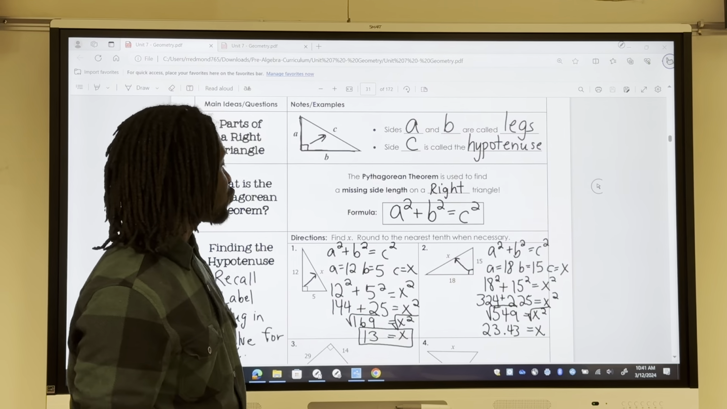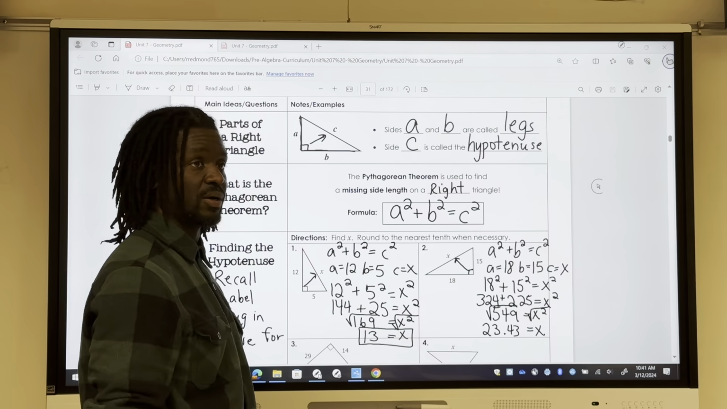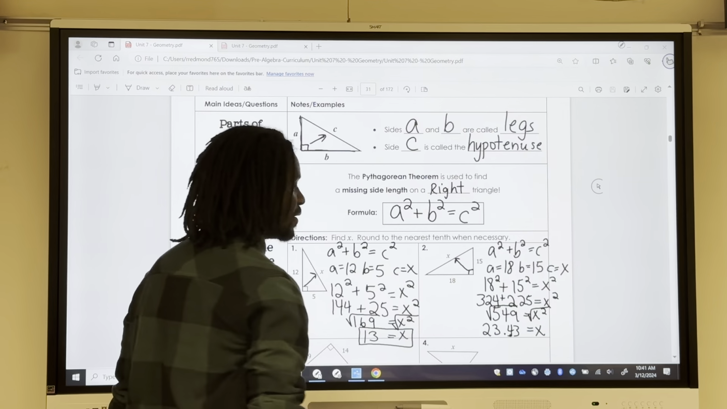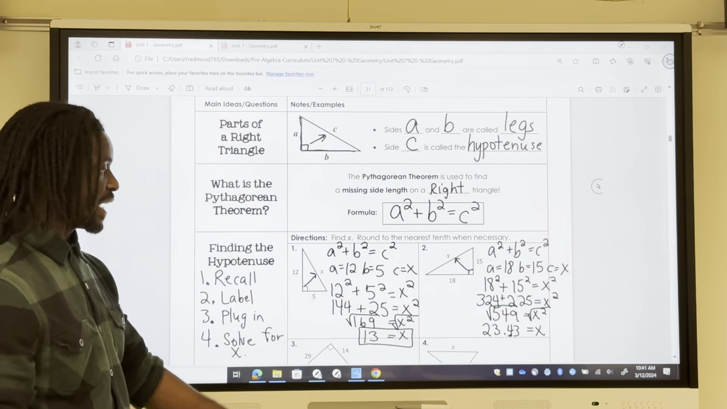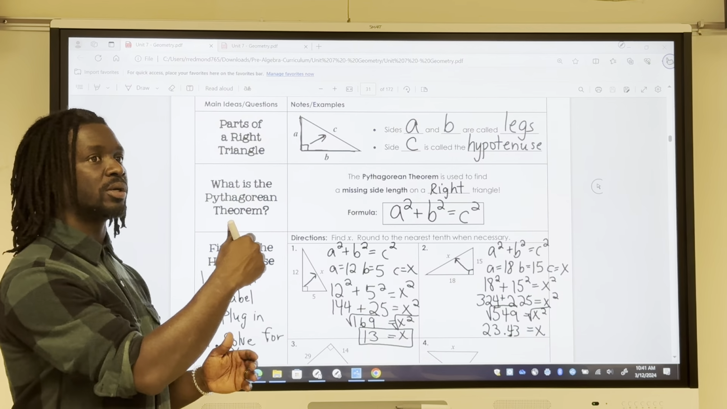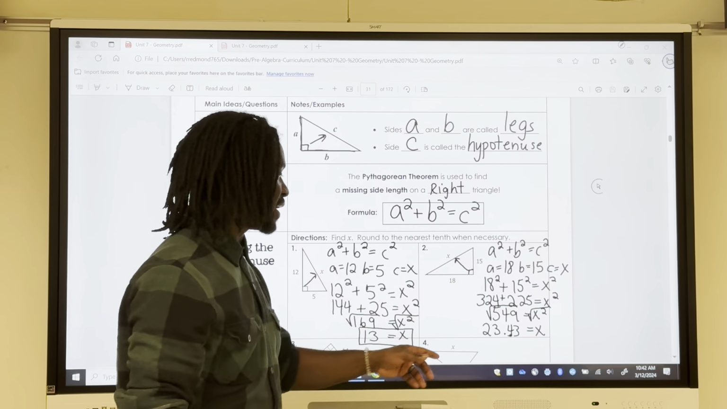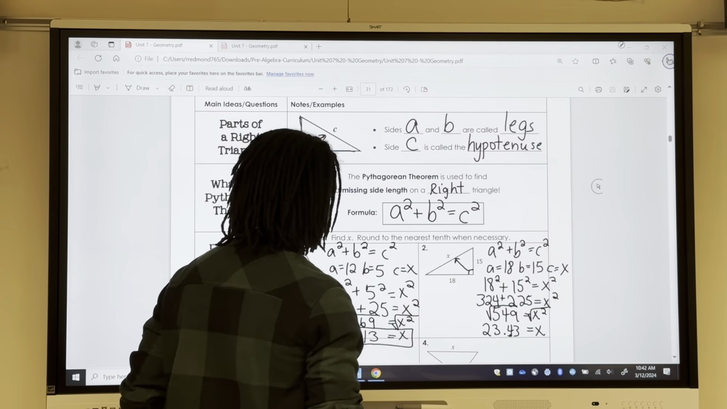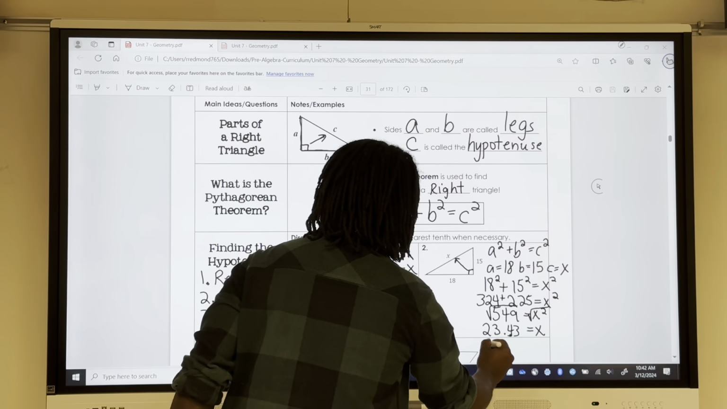This one tells me to round it to the nearest tenth. The nearest tenth is always just the first number after the decimal point. And in this one, there's a 3 behind it. The rule: 5 or more, add 1 more; 4 or less, keep it the same. So the answer would be 23.4.